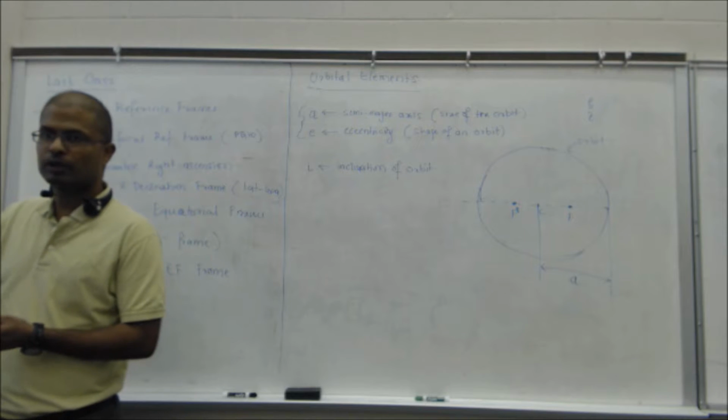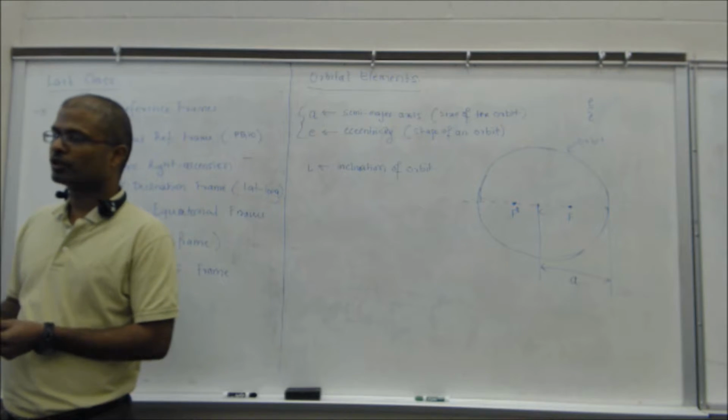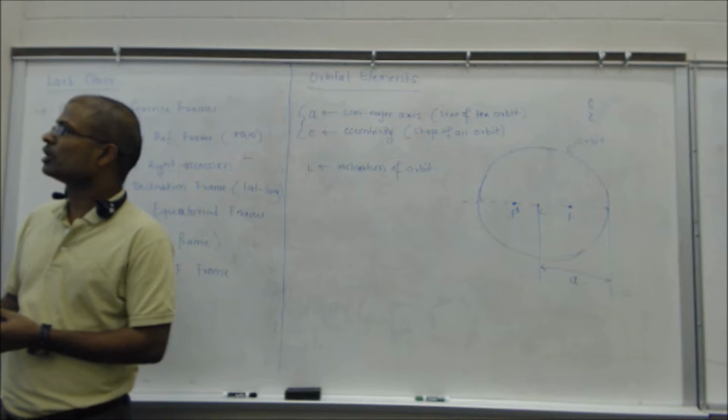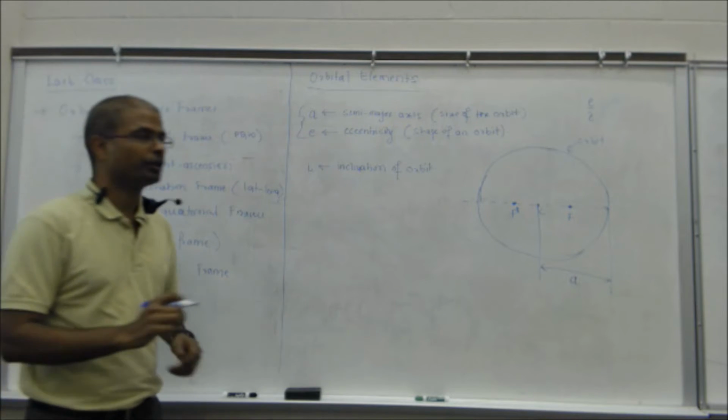The equator is always going to be the same, right? It's not going to change. The equatorial plane is not going to change, but the orbit may change. So you define the inclination of an orbit with respect to the equatorial plane, or the vectors which are perpendicular to the equatorial plane.